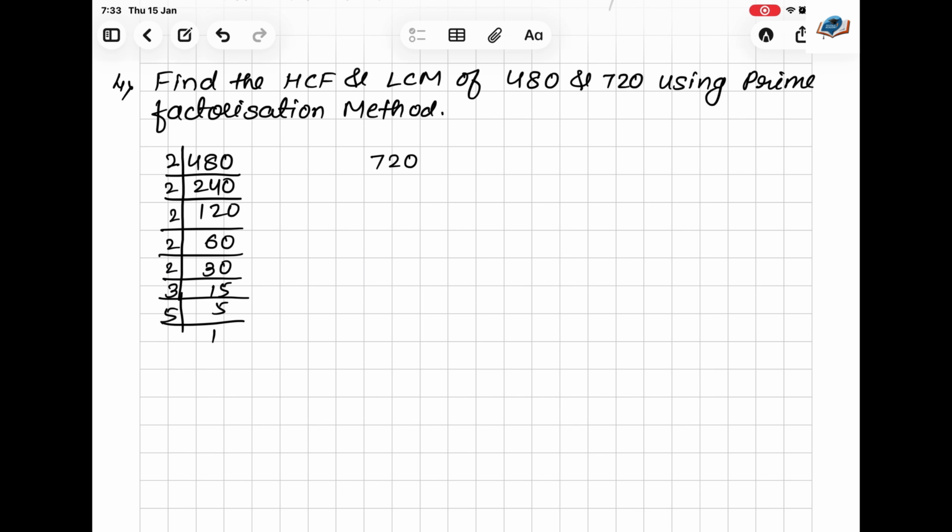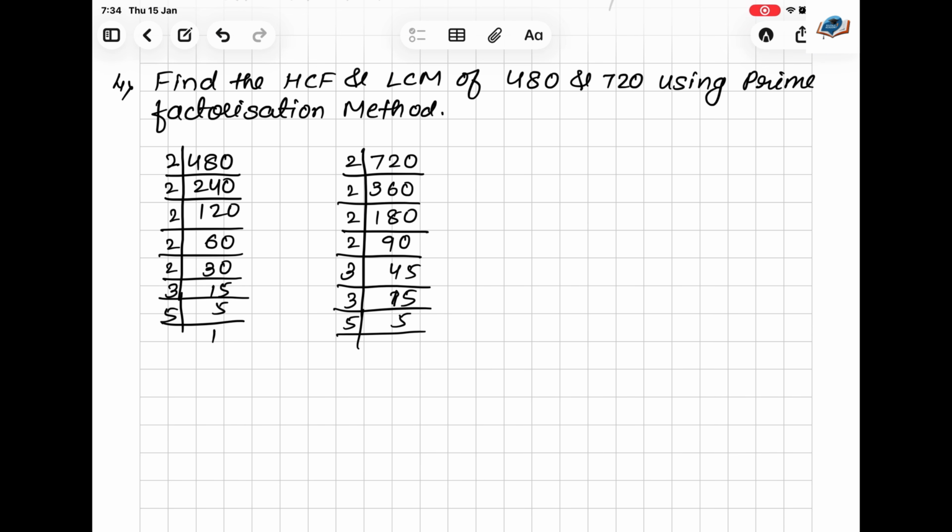Same way, if I do for 720, I will get 2, 360, 2, 180, 2, 90, 2, 45, 3, 15, 3, 5, 5, 1. So therefore, I can say 480 will be equal to 2 raised to 5 into 3 into 5. And 720 will be equal to 2 raised to 4 into 3 into 5.